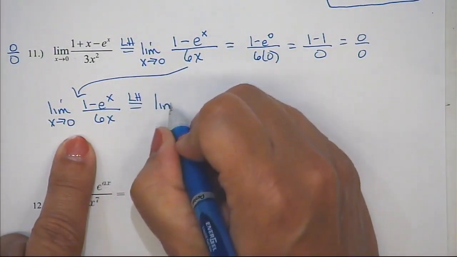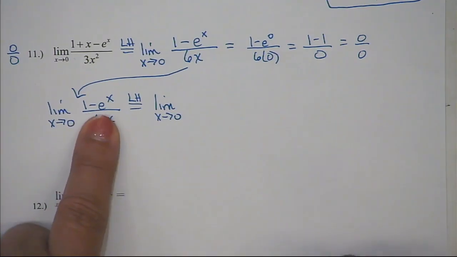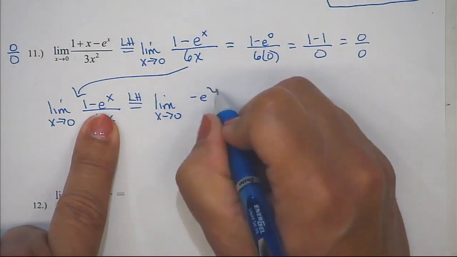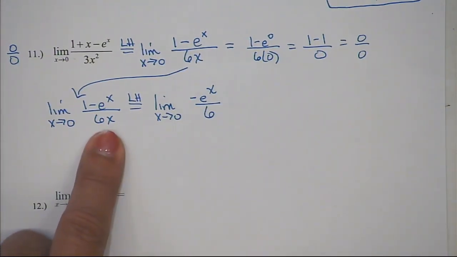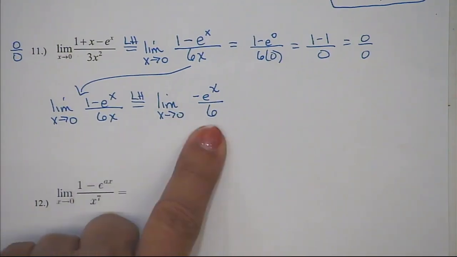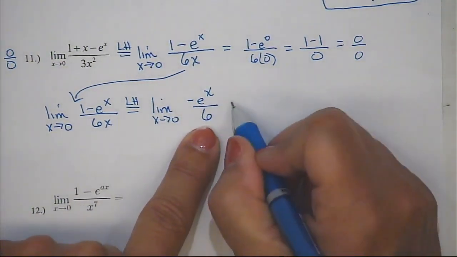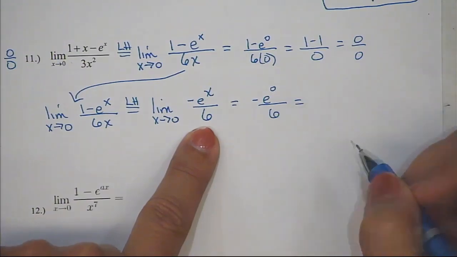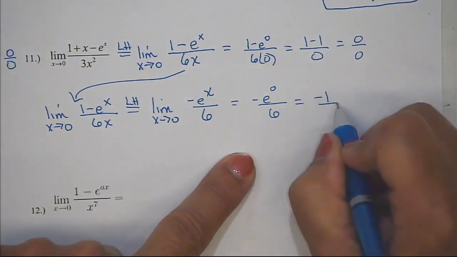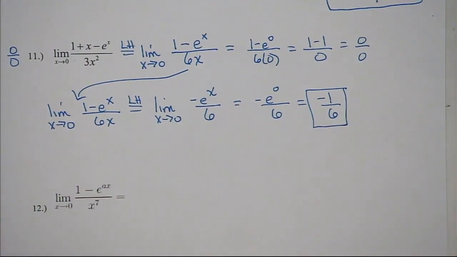All right, so take the derivative of this problem. So the derivative of 1 is 0, derivative of negative e to the x, negative e to the x, and then the derivative of 6x is 6. All right, so there's a new problem. I'm going to substitute 0 into that. So now I get negative e to the 0 over 6. E to the 0 is 1, so that's negative 1 over 6. That time I did get an answer. So there's your limit.